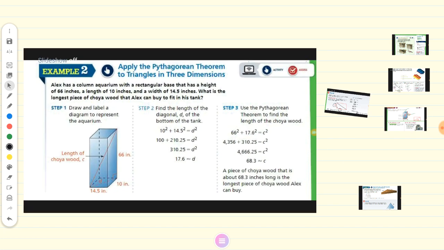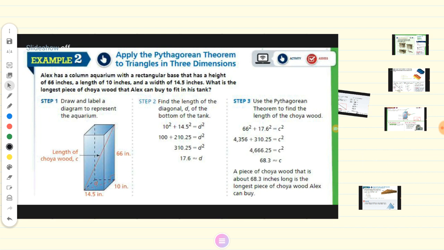Let's take another example of how to apply the Pythagorean theorem. If I have a cuboid, as we said before, Alex has a column aquarium with a rectangular base that has a height of 66 inches. So this is the height, and a length of 10 and a width of 14.5 inches. What is the longest piece of choya wood that Alex can buy to fit in his tank?